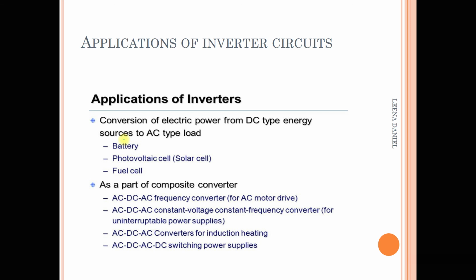So loads are normally AC type, so we have to convert this DC supply which we are getting from the photovoltaic cell into AC. We have to put an inverter in between them. Fuel cells too, for inversion we use the inverter as a composite converter, also for AC motor drives, uninterrupted power supplies, induction heating and many switching power supplies we use inverter circuits. And one more thing I want to include, and after that I will conclude my session.